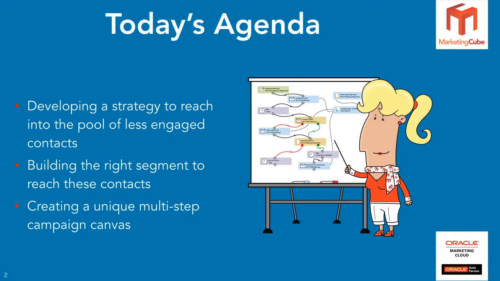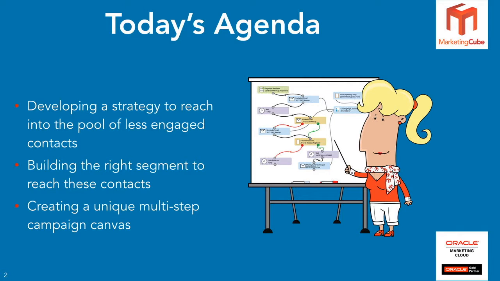First thing we want to look at is really trying to understand a strategy of how to reach into that pool of less engaged contacts and uncover who they are, both at an individual level, but potentially also as a segment within your database overall. We'll then look at the segment tool within Eloqua and understand how we can use segments to help us uncover those less active or even inactive contacts, and then potentially look at a couple of multi-step campaign canvases to get a feel for some strategy and different ways that we could use the campaign canvas to try and get these people engaged a bit further.